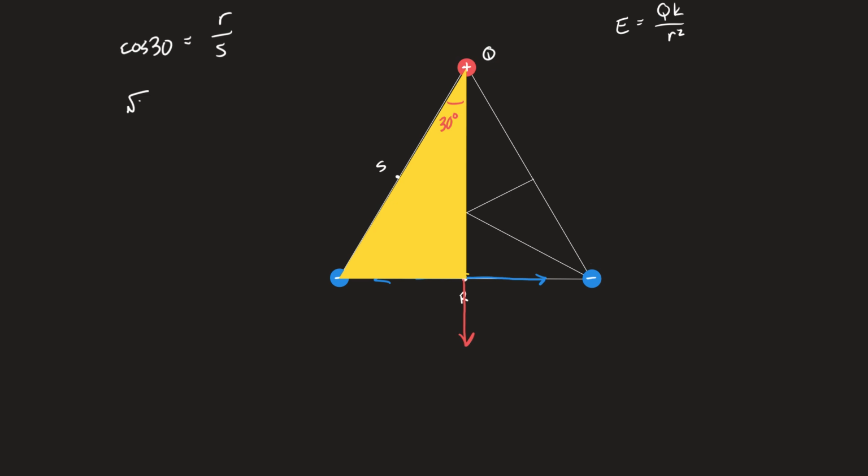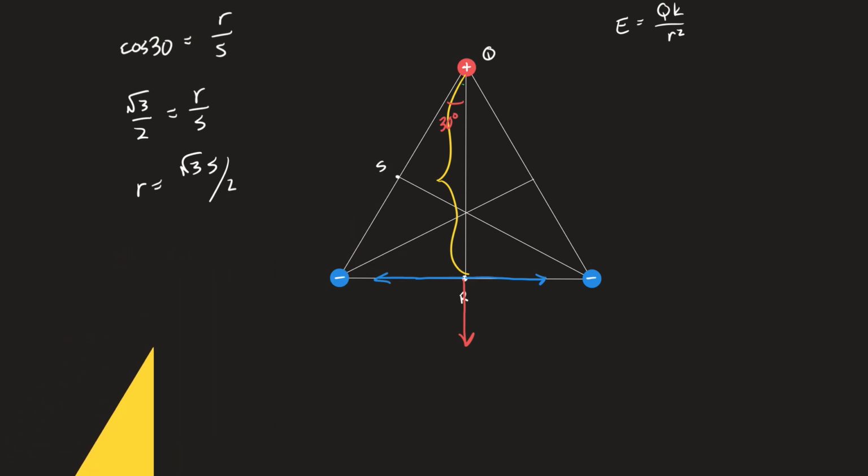So root 3 over 2 equals R over S. So R is root 3 S over 2. Yay. At least one of you had the courage.